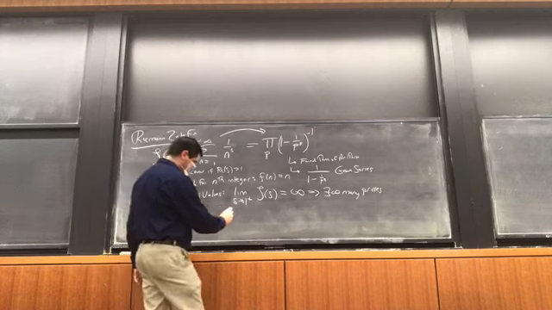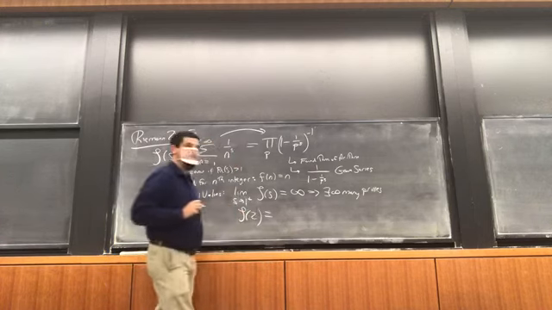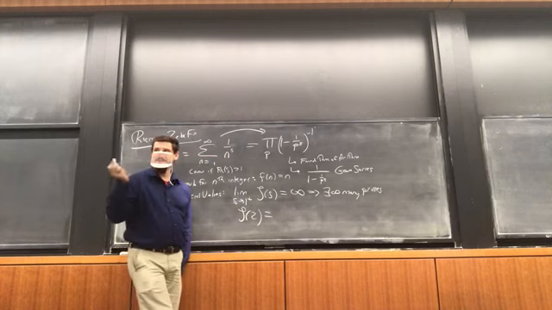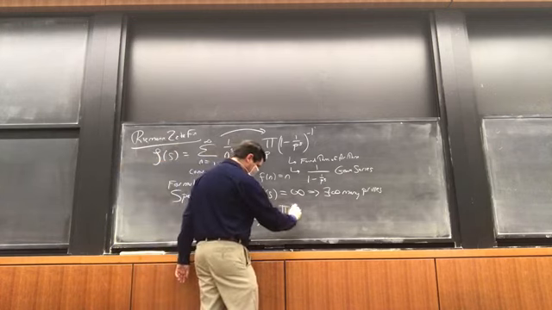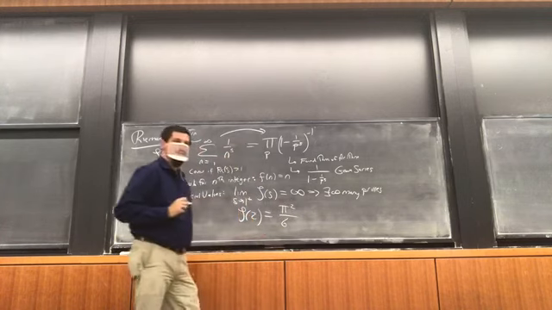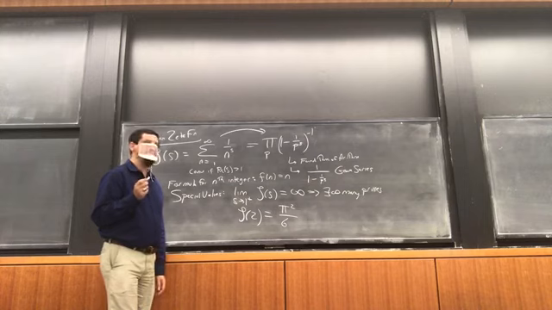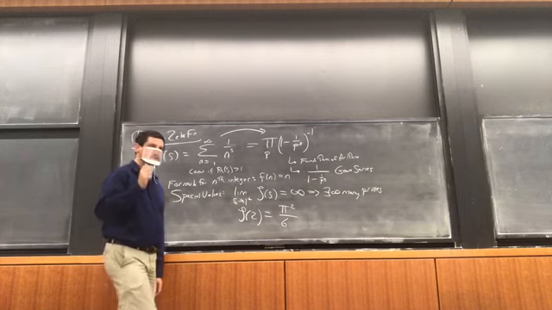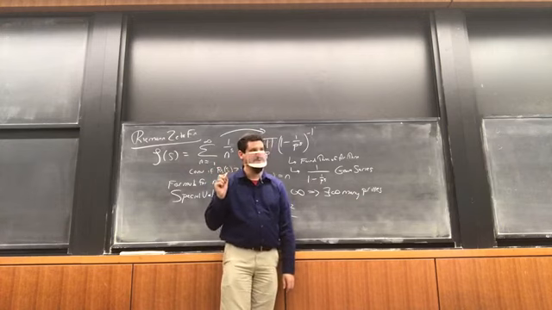Speaking of, anybody know what zeta of 2 equals? Pi squared over 6? Yes. I thought it was pi over 4. No. Nope. Pi over 4 is the Gregory-Leibniz formula. When you integrate 1 over 1 plus x squared from 0 to 1, that's pi over 4.